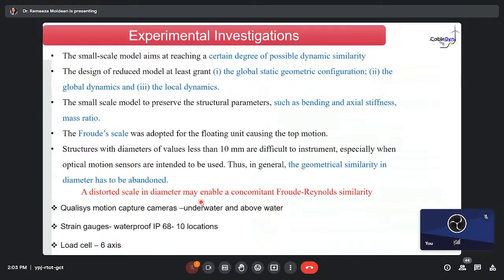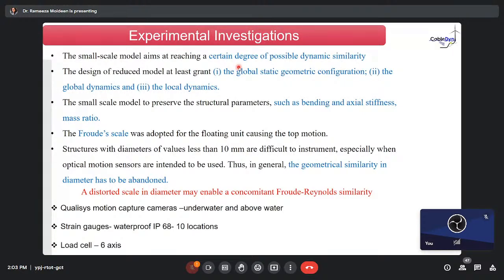So even though the software is available, it is always important that we carry out experimental investigation to study the behavior of these cables. But to study the behavior of the cables by experimental investigation, we have to scale down the larger one. We have wave tanks to do that. In the wave tanks, we scale down using Froude scale, and we scale down the properties. But the main concern here is that when a small scale model is used to study the behavior of a prototype, it should reach a certain degree of dynamic similarity.